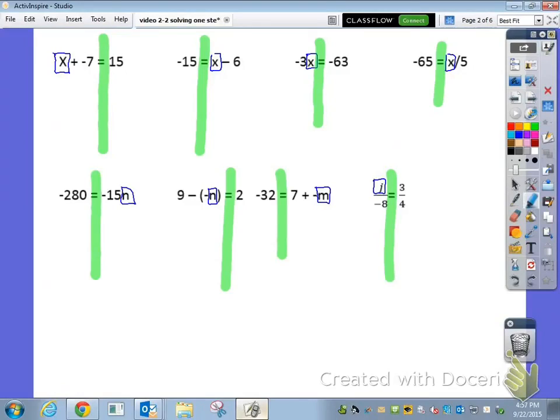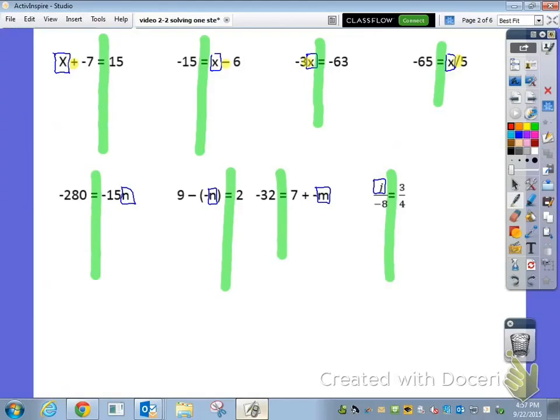So I want you to shade in with your math color or highlighter. We're going to shade in the operation. The operation right here is a plus, okay? The operation right here is a minus. This is times, so I'm going to highlight what's in between, and this is division. Okay, we'll just do this top row, okay?